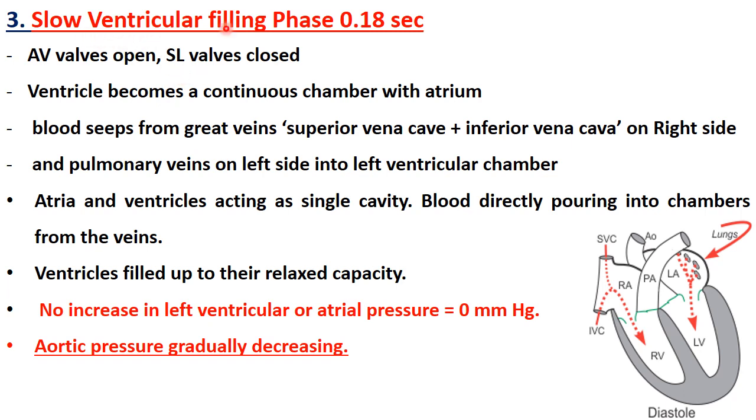The third phase of the ventricular diastole is the slow ventricular filling phase of 0.18 seconds. The AV valves are still open. The semilunar valves are still closed. Yehi status rahega ventricular diastole ke andar throughout. The ventricles become a continuous chamber with atrium. Ye relaxed pade hai. Ye sare ke sare. Blood isme fill ho raha hai. Iske andar blood maujood hai.